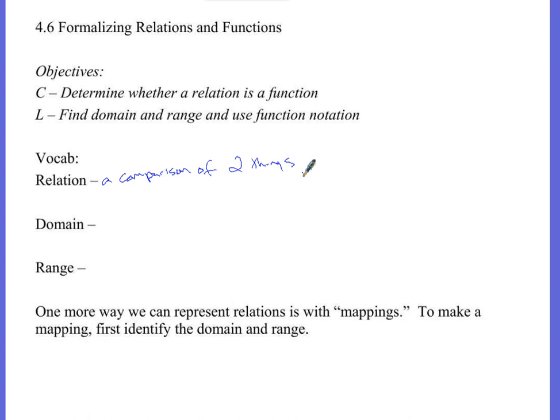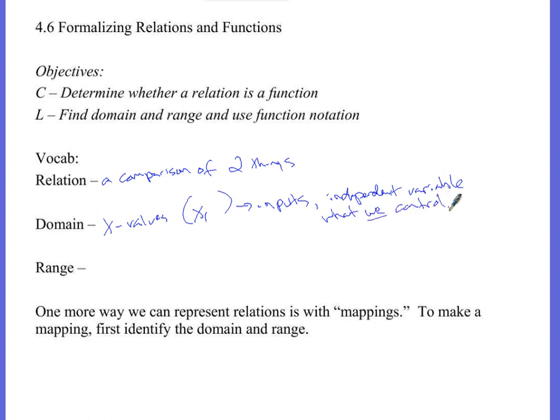The domain is all of the x values in an ordered pair. So like if I have an ordered pair, x comma something, that's the domain. The domain is inputs. The domain is the independent variable. The domain is what we control. Mostly the domain is the x values, though.